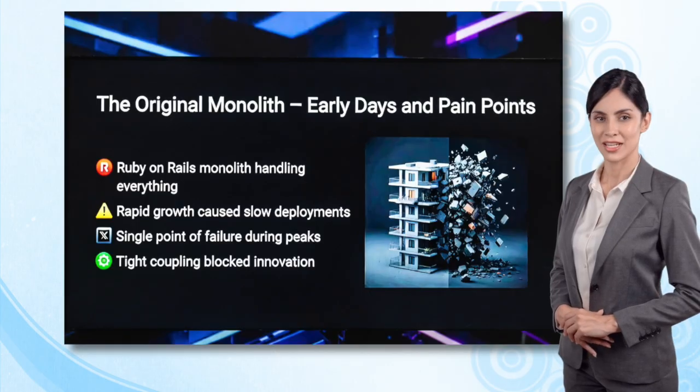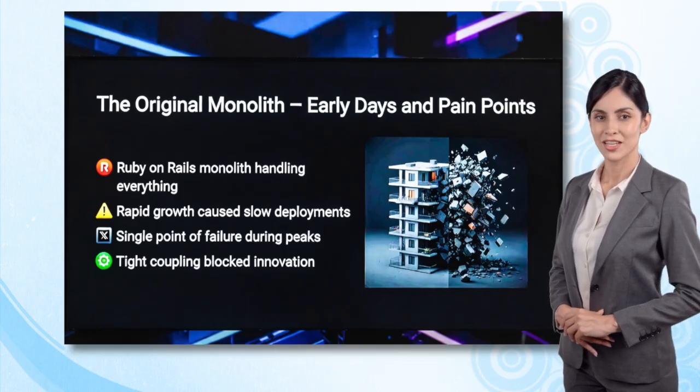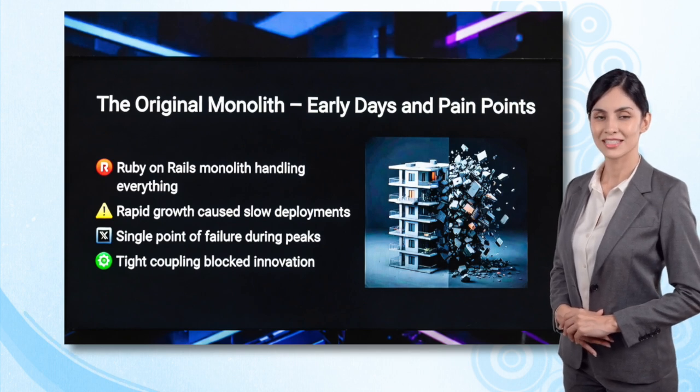Let's go back to the beginning. In 2009, Uber launched with a simple Ruby on Rails monolith that handled everything: rider app, driver app, matching logic, payments, and mapping. It worked great when they were small, but as demand exploded, the monolith started showing serious cracks. On this slide, we'll understand the exact pain points that forced Uber to completely rethink their architecture.